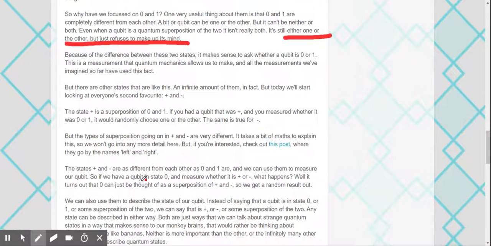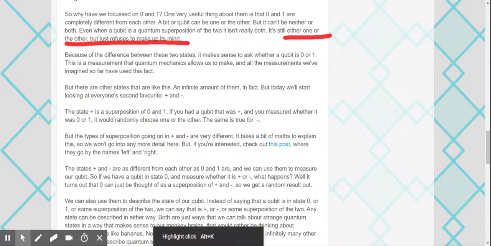The state plus is a superposition of 0 and 1. If you had a qubit that was plus and you measured whether it was a 0 or a 1, it would randomly choose one or the other. The same is true for minus. But the types of superposition going on in plus and minus are very different. It takes a bit of math to explain this, so we won't go into more detail here. But if you're interested, check out this post.